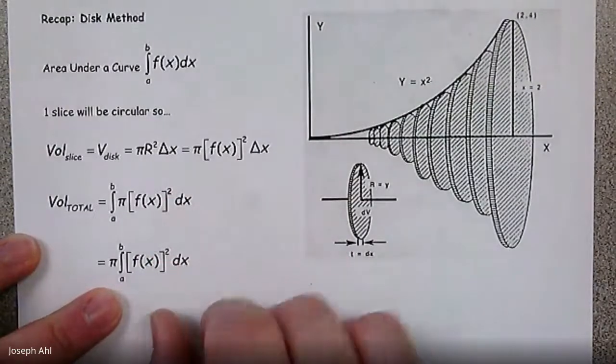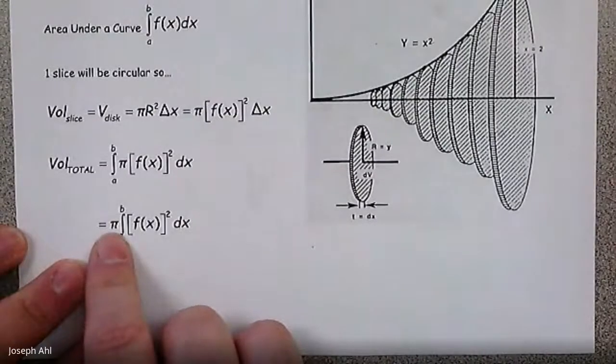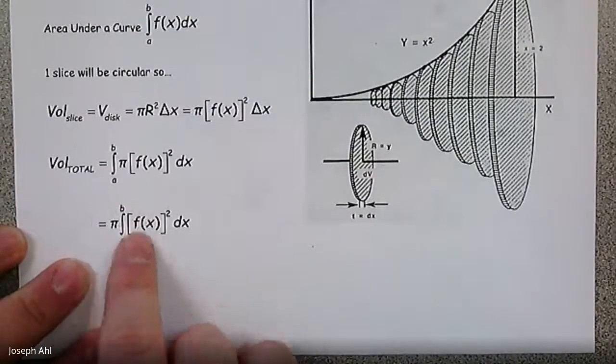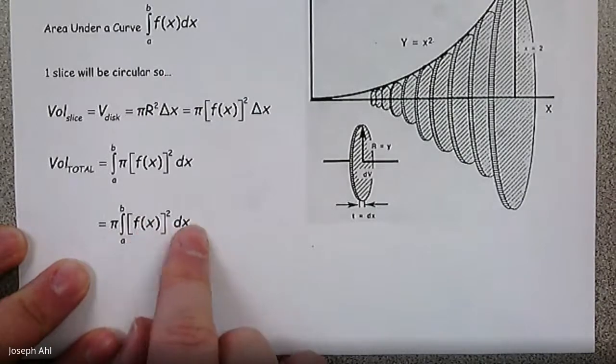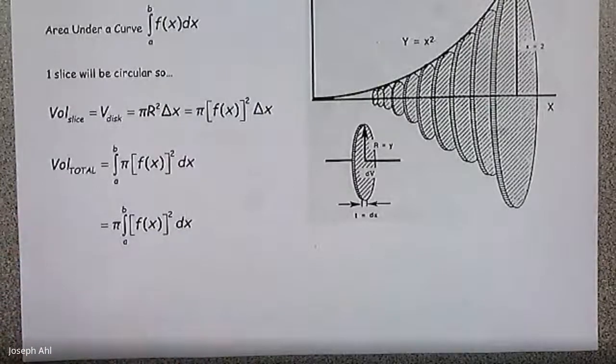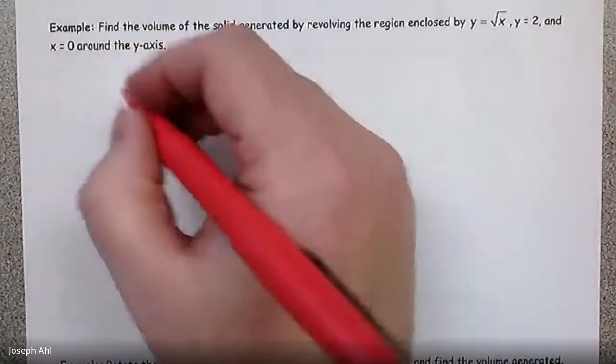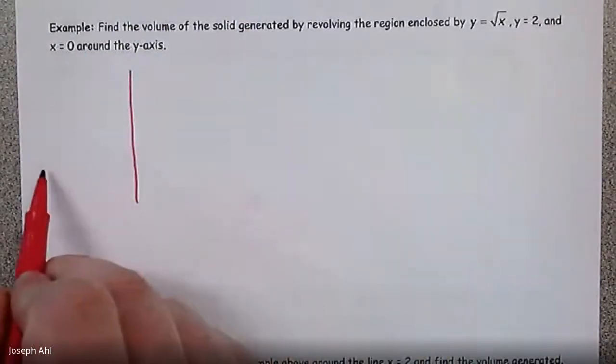As we build towards our formula for the volume using the disk method, we can take that pi out as a constant, times the integral from a to b of the function f of x squared dx. So we're going to do a little bit more practice today in this lesson with using the disk method. If we turn to the next page, the first example is we're going to rotate something around the y-axis. Find the volume of the solid generated by revolving the region enclosed by y equals radical x, y equals 2, and x equals 0 around the y-axis. So here's what we've got visually.